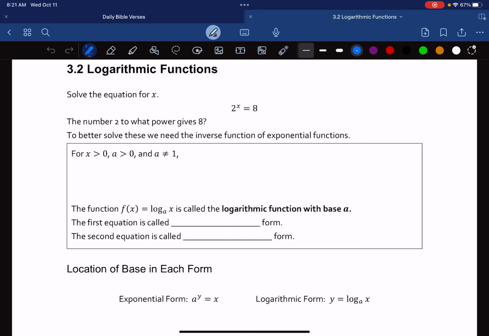Hello everybody, we're going to go ahead and go through section 3.2 here, looking at logarithmic functions. Essentially, logarithmic functions are the inverse functions of exponential functions. So this is the inverse to the exponential function.